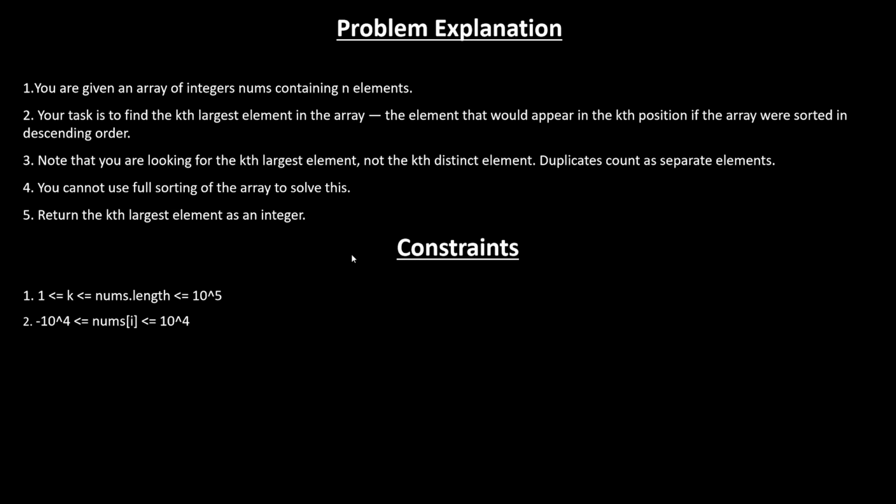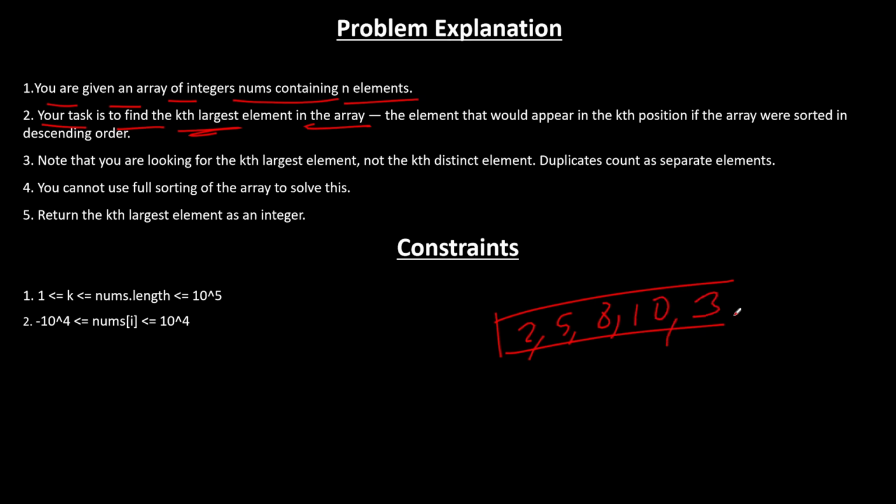Now let's understand the problem in the easiest way possible. You are given an array of integers nums containing n elements, and our task is to find the kth largest element in the array. This is the array given to you: 2, 5, 8, 10, 3. The kth largest element is the element that would appear in the kth position if the array were sorted in descending order. If k is 3, we need the third largest element.